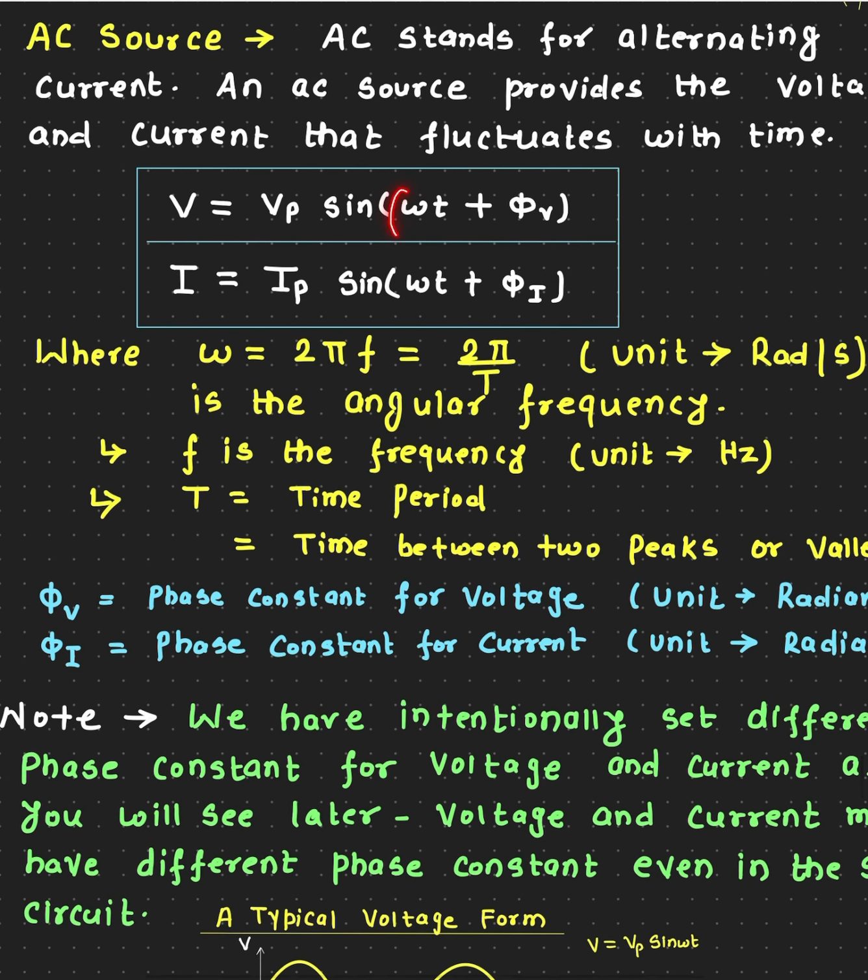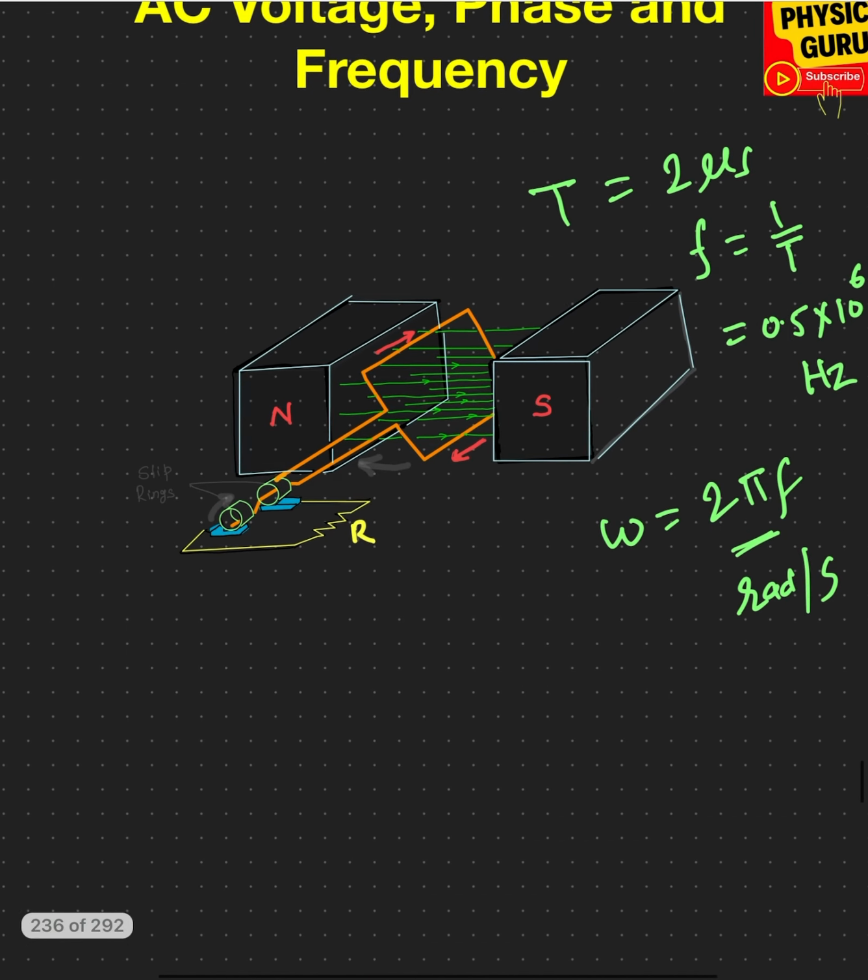Now coming back to omega. Omega is the angular frequency. What does that mean? How would I imagine the angular frequency? In order to understand this angular frequency, you have to go a little back and see how the AC source is produced, or how do we get AC. So let me show you a diagram here.